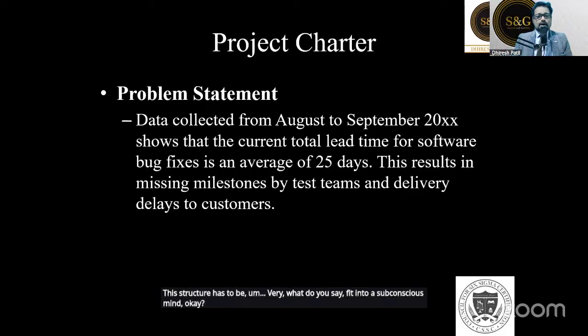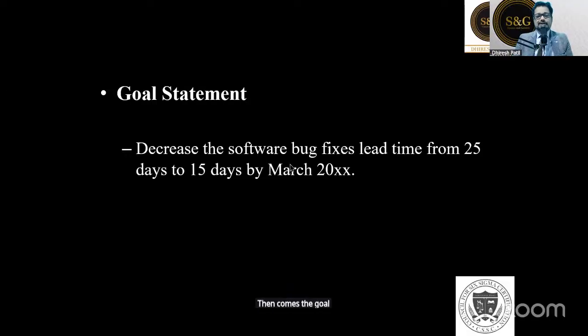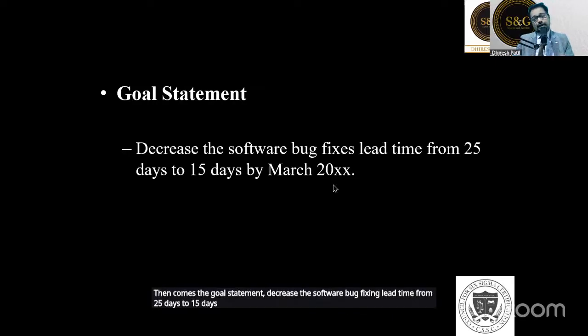Then comes the goal statement: decrease the software bug fixing lead time from 25 days to 15 days by March 2020, or whatever is the year.